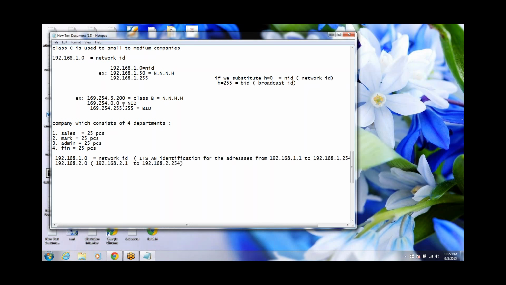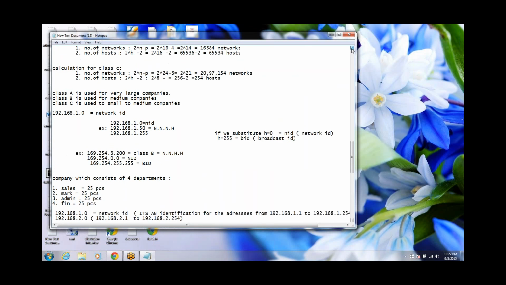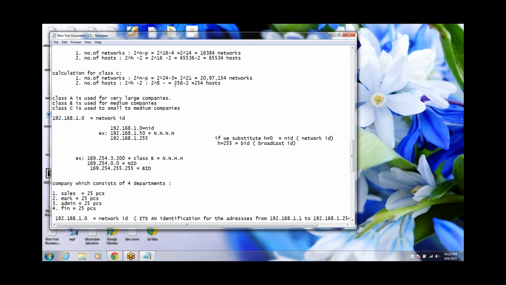Because in class C, for one network, how many systems can you connect here? We can connect only 256 systems. Out of these 256 systems, we cannot use the first and the last one. That means we cannot use 0 and 255. If we remove 0 and 255, what remains? 1 to 254.